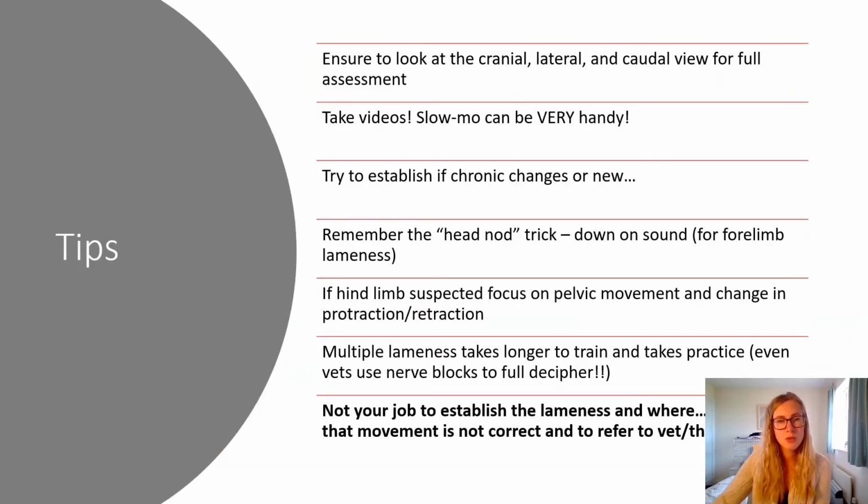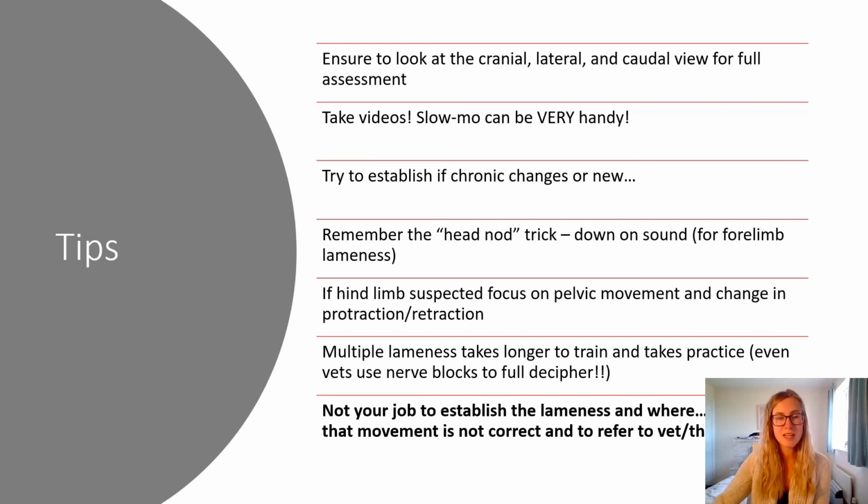So here's just some final hints and tips. Like I'd mentioned before, try and look at all views, so cranial, lateral and caudal, so that's from in front, behind and sideways for a full assessment. Videos can be really handy, and particularly slow motion. Try to establish if the changes are chronic or new, and therefore that's why I say taking lots of videos all the time, constantly assessing is going to make that really easy for you. Remember that head nod trick, so you're down on sound for your forelimb lameness particularly, and if you're hind limb, pay attention to that pelvic hike or any changes in your flight of arc or protraction or retraction.